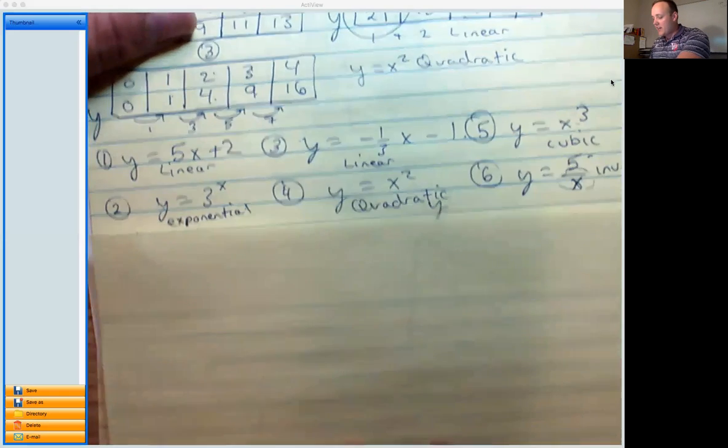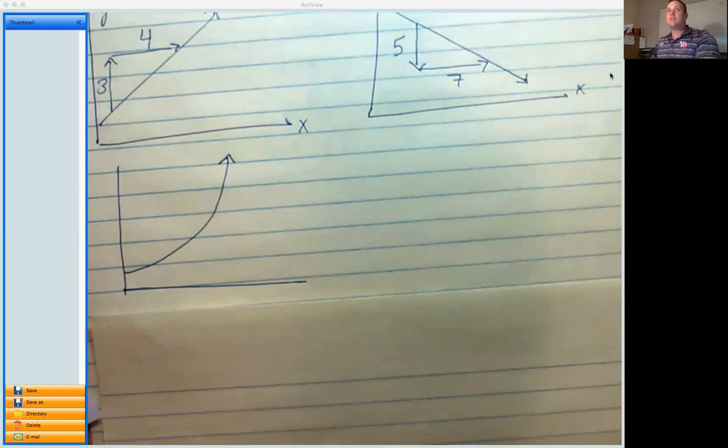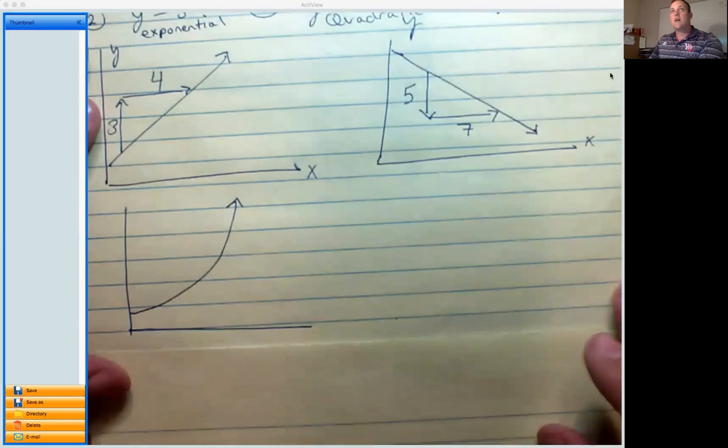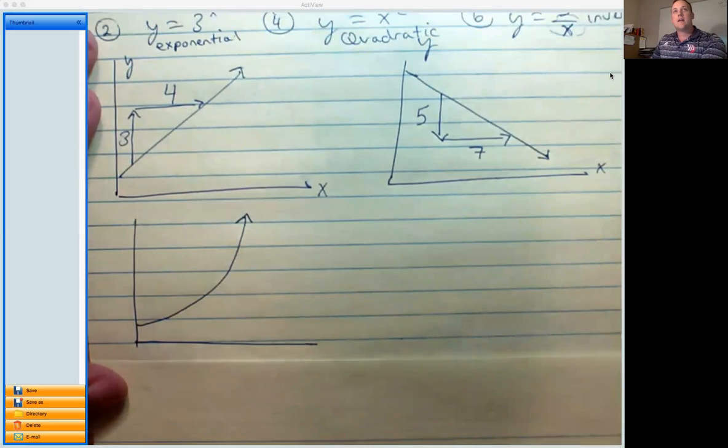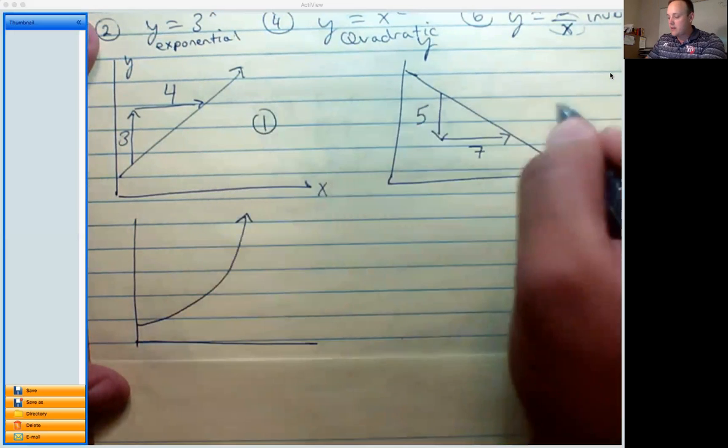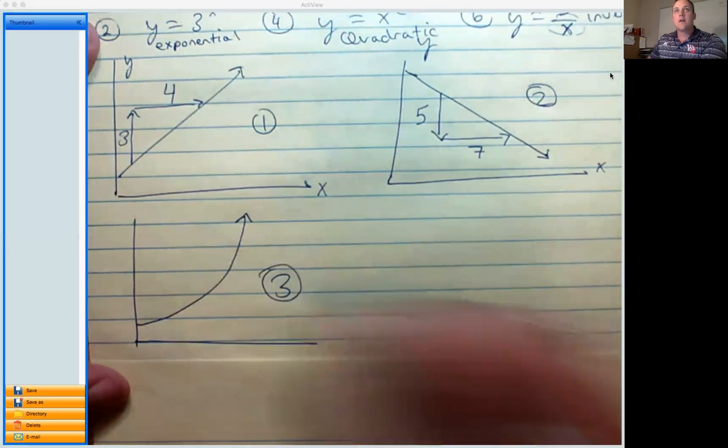Finally, we have to be able to tell which graphs are linear. Which 2 are linear? 1 and 2. They're exactly straight, so they're linear.